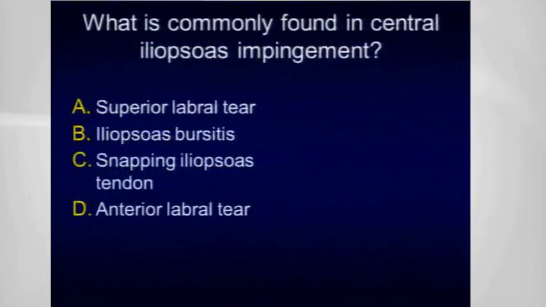Next question, what is commonly found in central iliopsoas impingement? A, superior labral tear. B, iliopsoas bursitis, C, snapping iliopsoas tendon, or D, anterior labral tear?